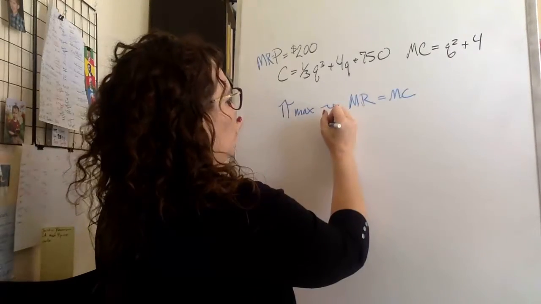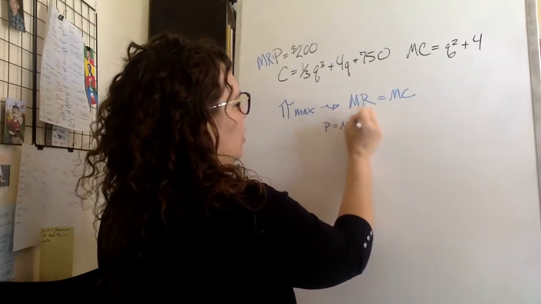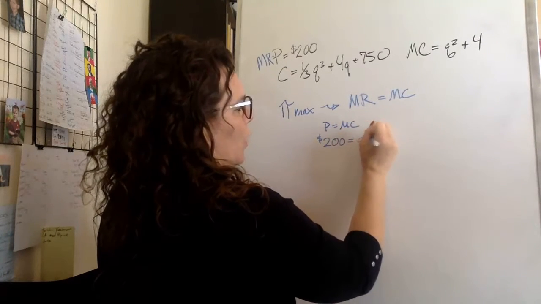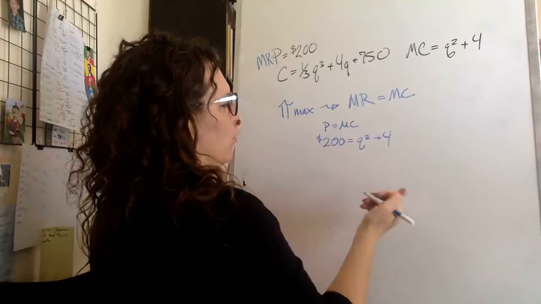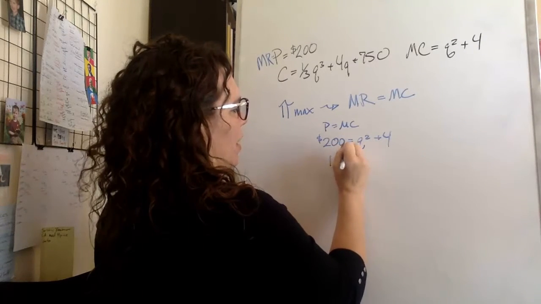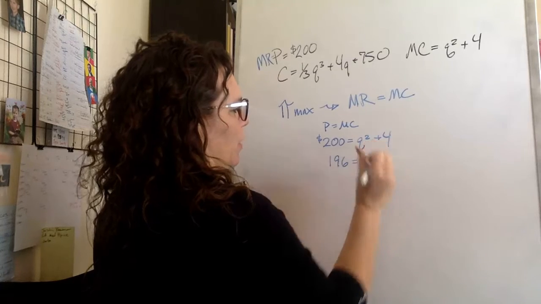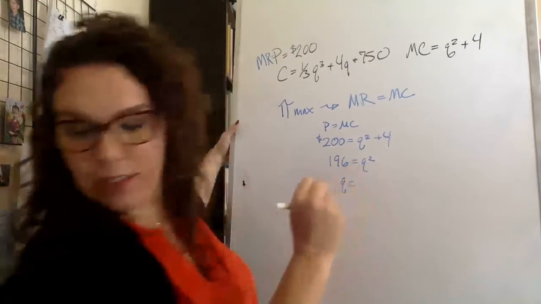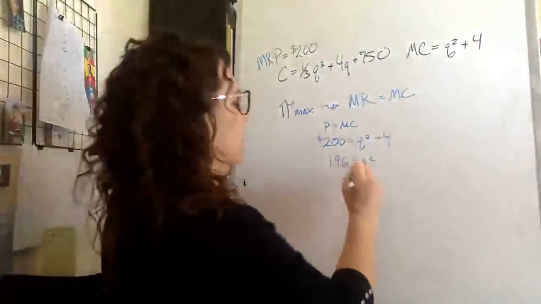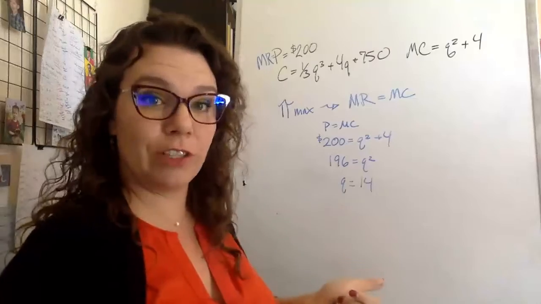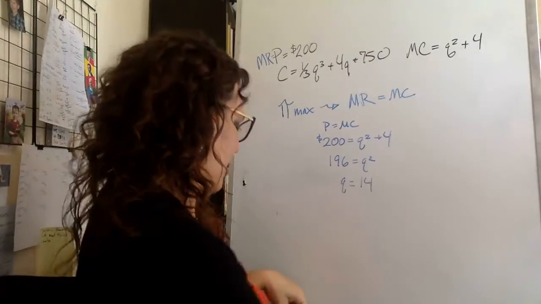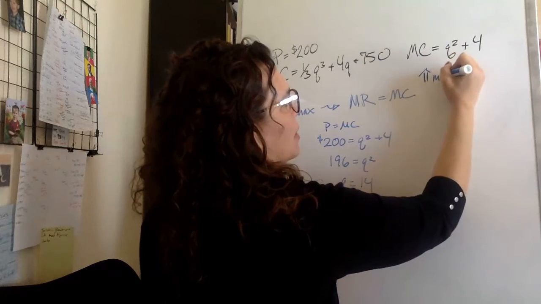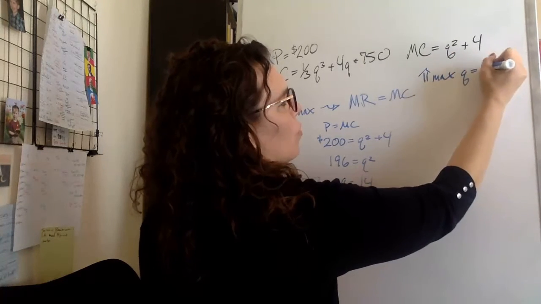So we've got price equals marginal cost, which is $200 equals Q squared plus 4. Subtract 4 from both sides and we get 196 equals Q squared. Take the square root of both sides and we get Q equals 14. So far, so good. Pretty straightforward, right? So now we have a profit maximizing quantity of 14 units.